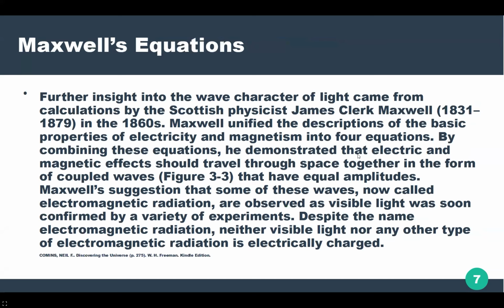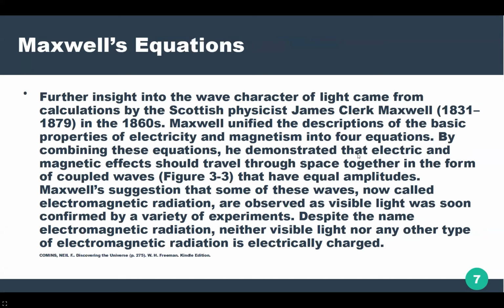Further insight into the wave characteristics of light came from calculations by the Scottish physicist James Clerk Maxwell in the 1860s. Maxwell unified the descriptions of the basic properties of electricity and magnetism into four equations. By combining these equations, he demonstrated that electric and magnetic effects should travel through space together in the form of coupled waves that have equal amplitudes.